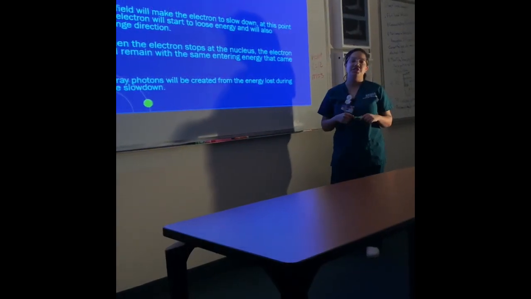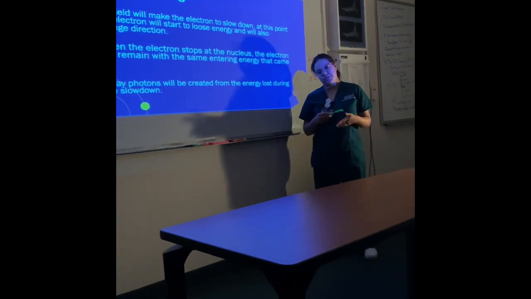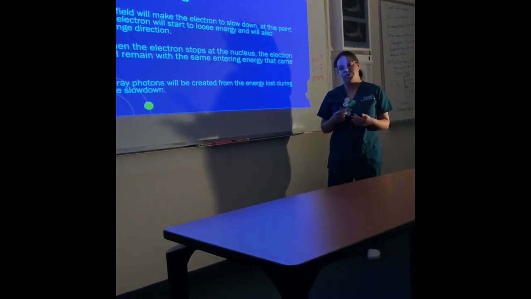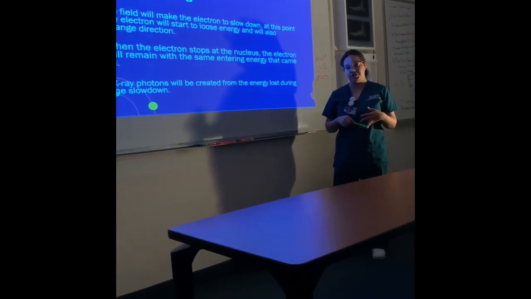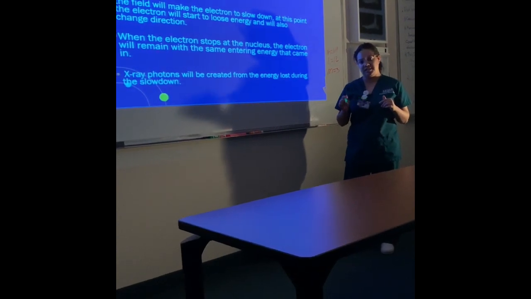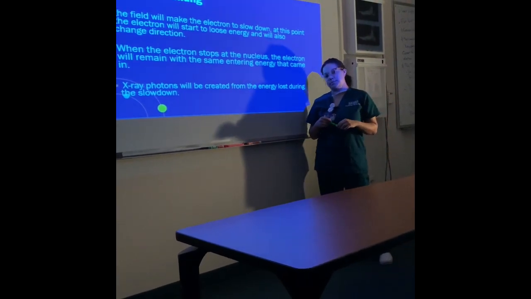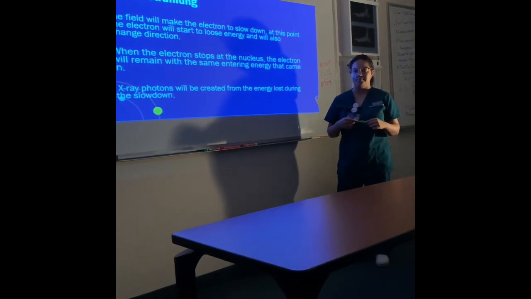To calculate the energy of the X-ray photon in Brems law, when an electron comes in with 100 energy and exits with 30 energy, we subtract those two numbers, the entering and exiting, and that will give us a 70 energy X-ray photon.